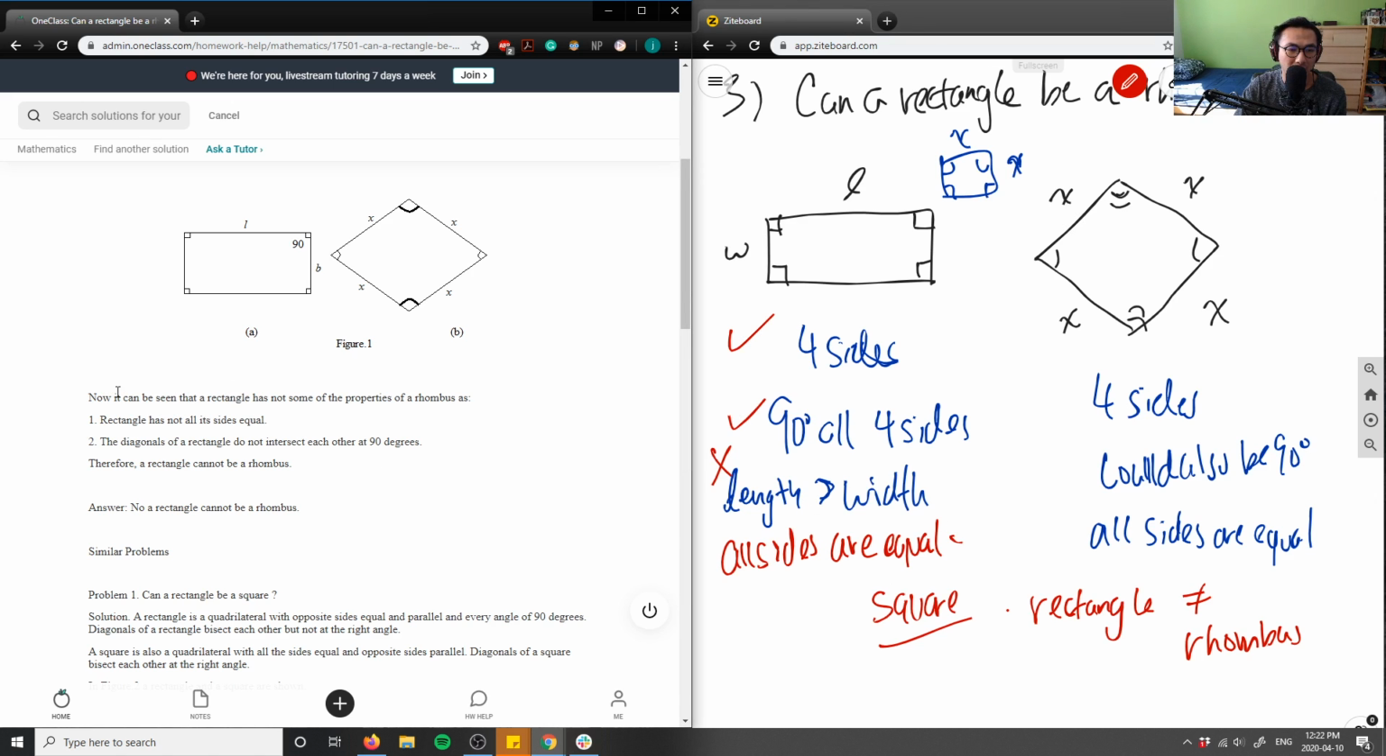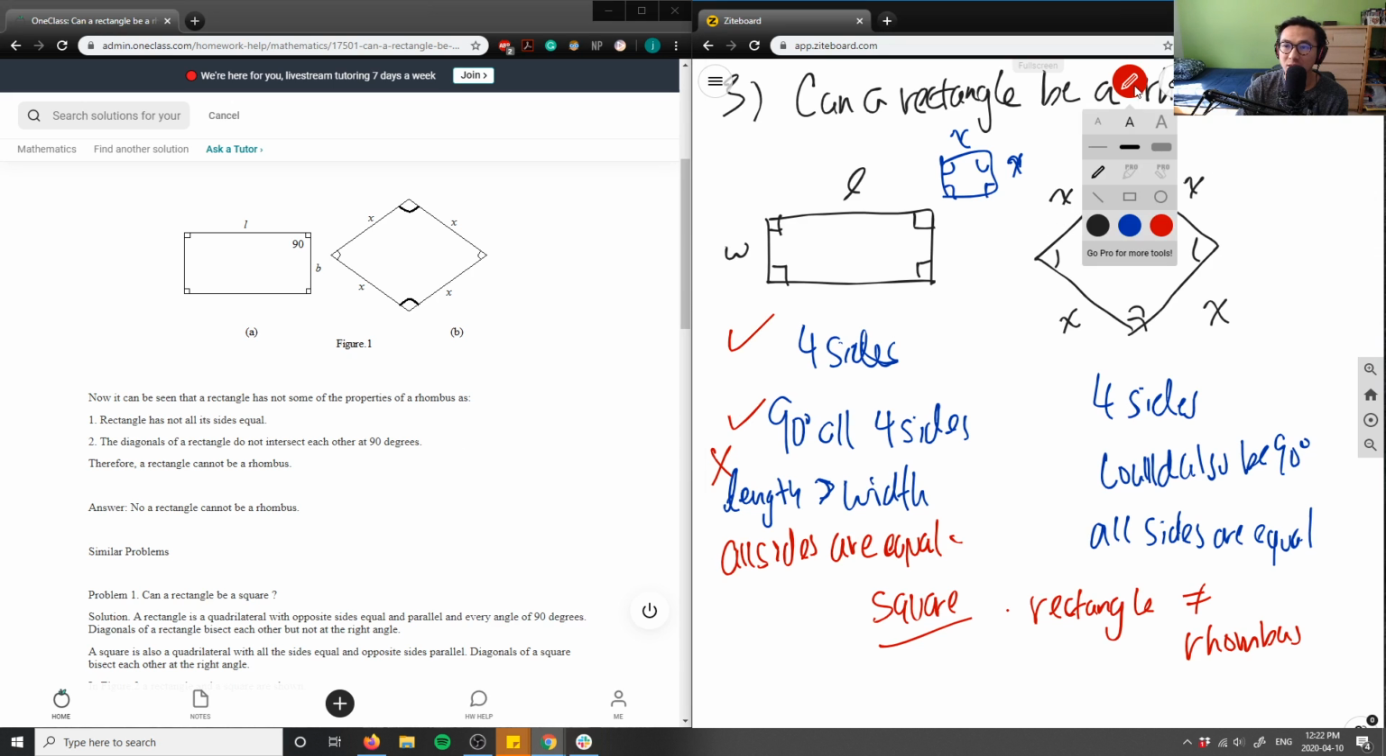So let's see. Now it is seen that rectangles do not have some of the properties. A rectangle does not have all sides equal. That's what we proved. And the diagonals of a rectangle do not intersect each other at 90 degrees. And that's actually perfect, that's also correct, right? If I drew a diagonal between here and here, and here and here, sorry, this is a really bad diagonal, they don't intersect each other at 90 degrees. These are not 90 degree angles here. But if I drew a diagonal from here to here and here to here in a rhombus, this is a right angle here.